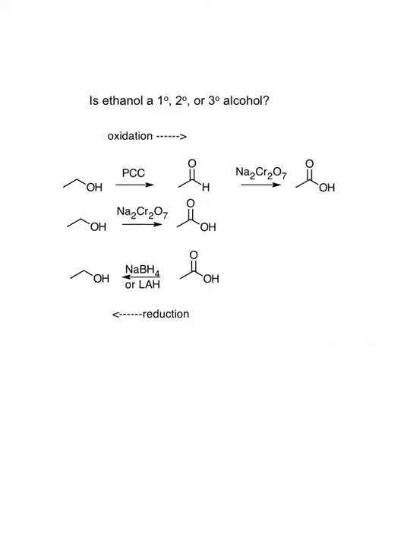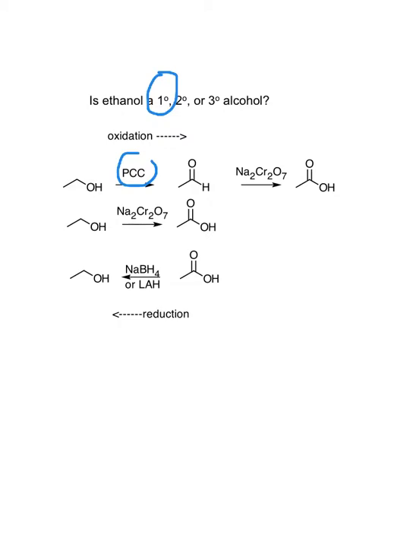Let's look at a few examples. First, is ethanol a primary, secondary, or tertiary alcohol? Stop the video and think about that for a second. Ethanol is a primary alcohol. So note that when ethanol is oxidized using the weak oxidizing agent PCC, it forms an aldehyde.